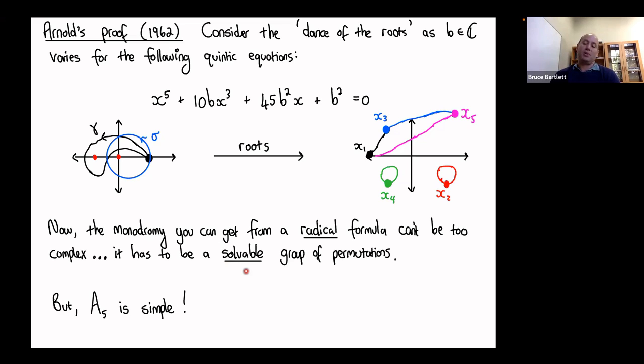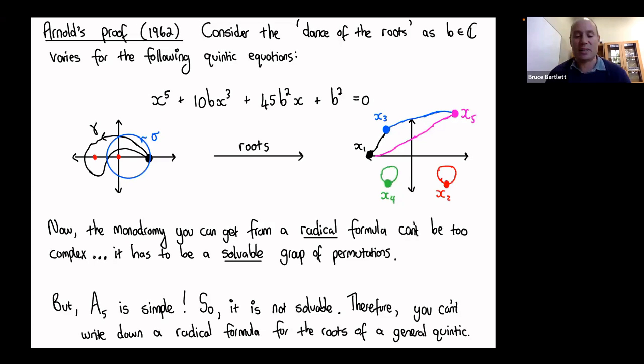So if you are simple, you can't possibly have such a chain. And in the next slide, I'll show you a nice proof to see that A5 is simple. So therefore, it's not solvable. So therefore, you can't write down a radical formula for the roots of a general quintic. Very nice topological proof looking at the dance of the roots.